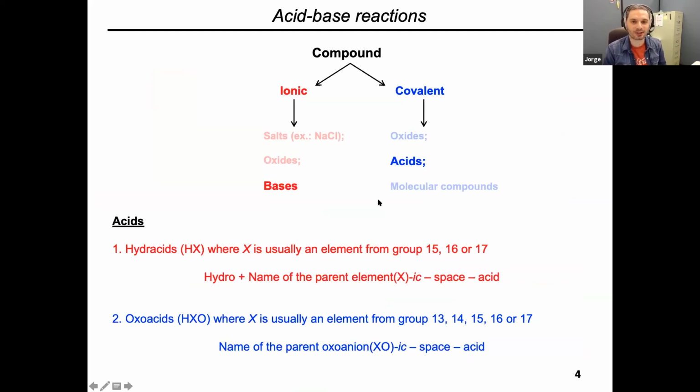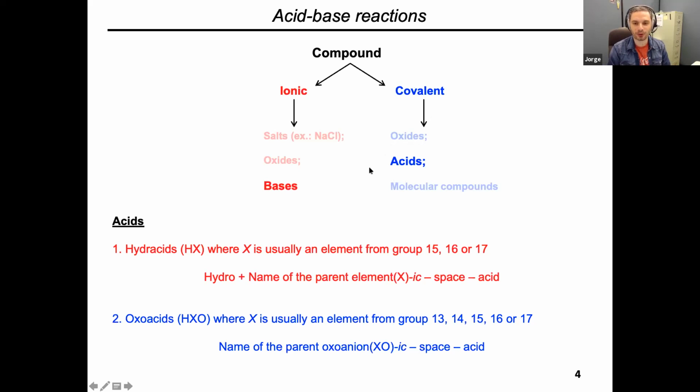Okay, so let's start with acid-base reactions. So let's go back here a little bit. I showed you the different classes of compounds. We can have two major classes: ionic compounds, where one element loses electrons and another element gains electrons, forming a very stable compound. And the second class is called covalent compounds, where both elements need to gain electrons. Therefore, the idea here is that they will share electrons to achieve stability.